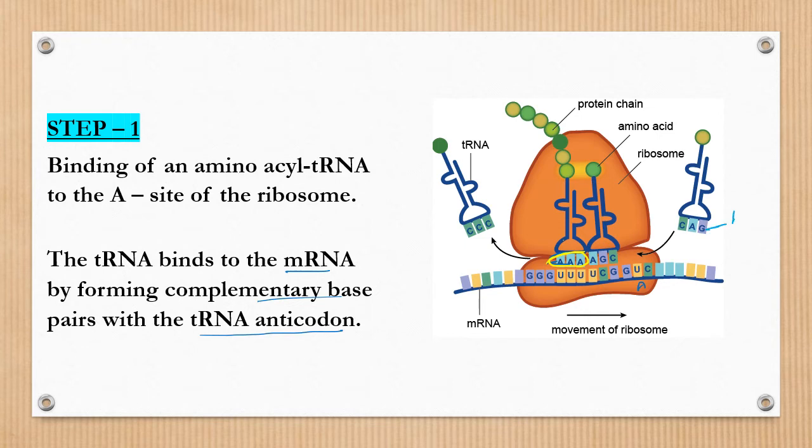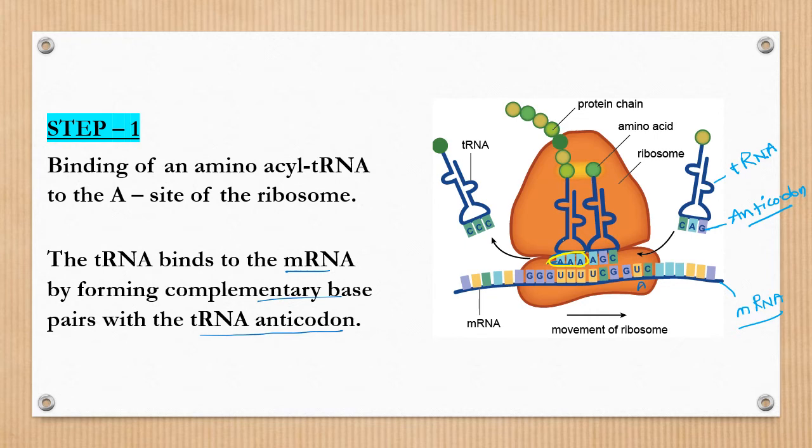This is the anticodon. Anticodon is present on tRNA. So it is a tRNA molecule having anticodon, and this strand is mRNA, and the code present on this region are called the triplet codon.